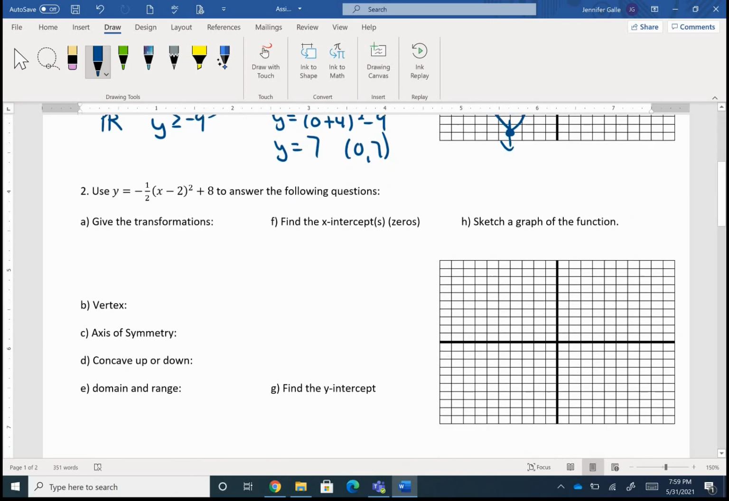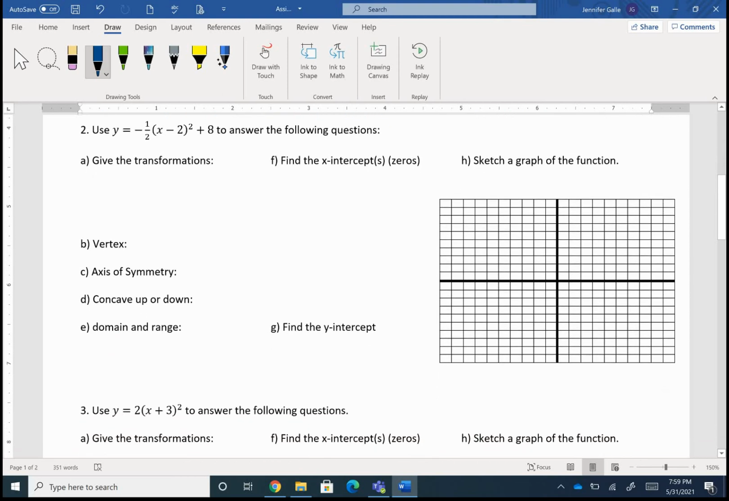All right, same thing, moving on to question number 2. I'm going to pick out the transformations first. Picking out the transformations just helps us to know what our graph should look like, where it should be positioned at. Should it open up? Should it open down? Should it have any x-intercepts? It just helps us figure out what our graph should look like before we even graph.